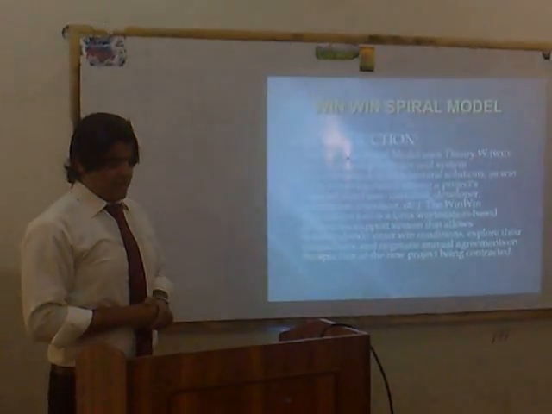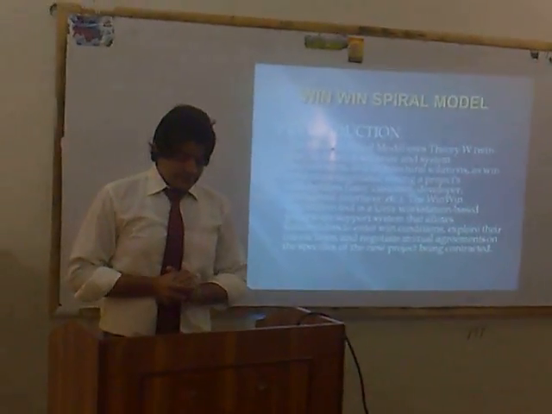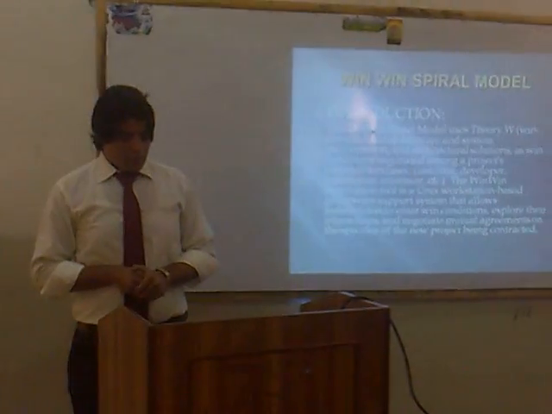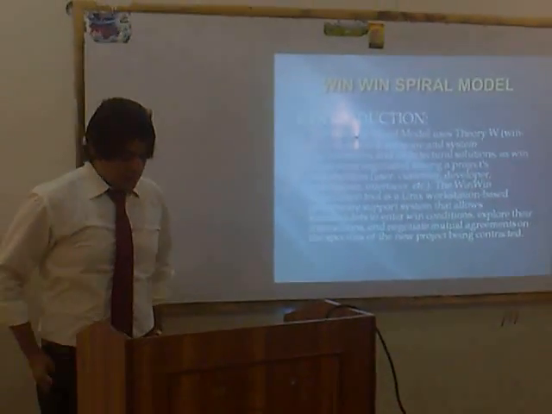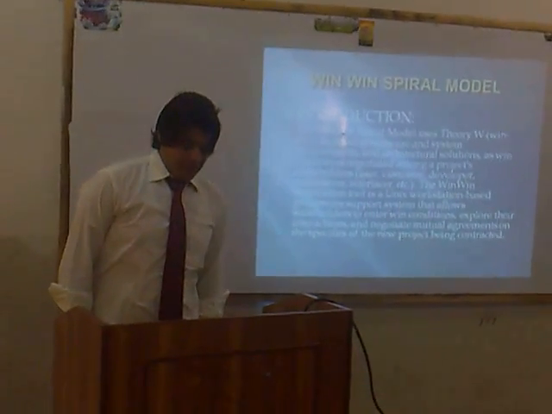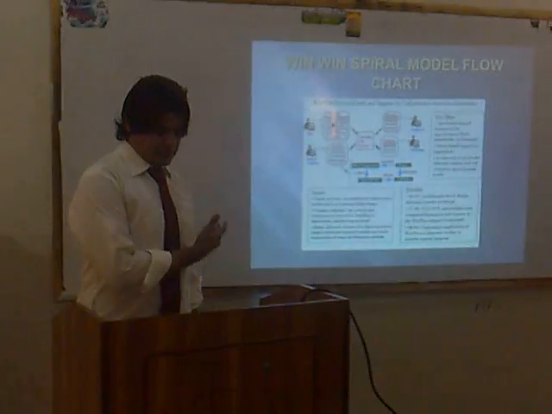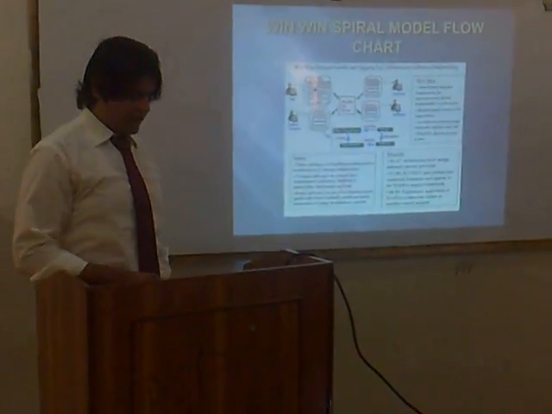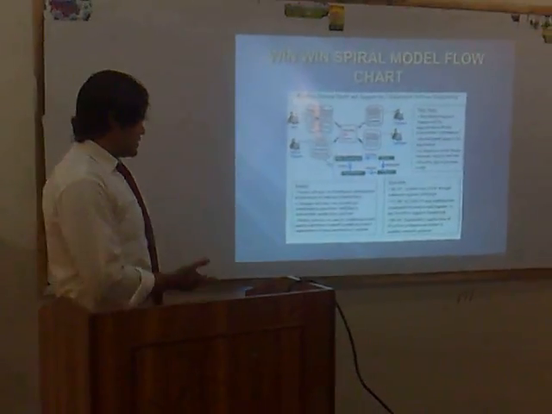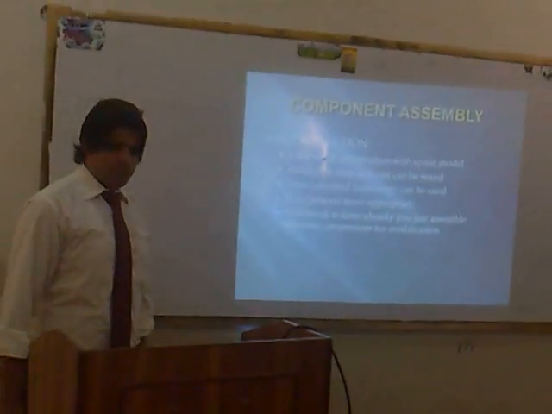After that, you have to define constraints, resources, and resolve risk. Define products and processes and alternatives. Then you have to define next level product and processes. Customer feedback is involved at the later stage. This is a flowchart of the win-win spiral model. All the things that I have described previously are involved in this flowchart. You can see that.